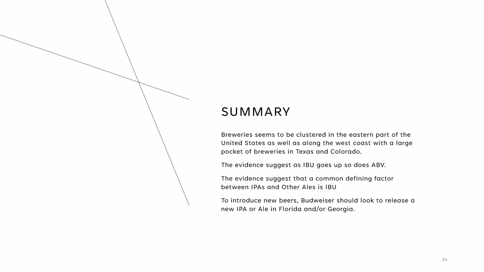In summary, the breweries tend to be clustered along the eastern part of the United States as well as the West Coast, with major breweries being in Texas and Colorado as well. The evidence suggests to us that as IBU goes up, so does ABV. We also notice that the IBU tends to classify an IPA or an other ale, and our recommendation to Budweiser would be to release a new ale in either Florida or Georgia to avoid as much competition.